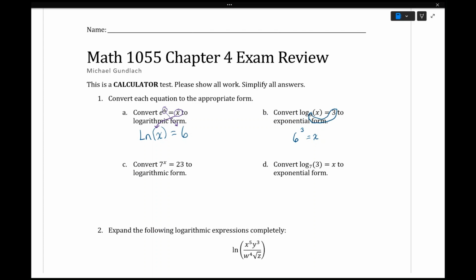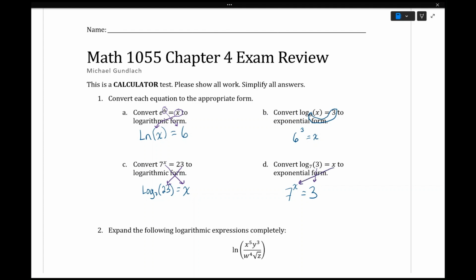Now for c, we get something similar. I'm going to put log base 7 because it's a 7 to the x power of 23 equals x. And then for the last one, 7 to the x equals 3, because once again, my input becomes an output and my output becomes an input for each of them.